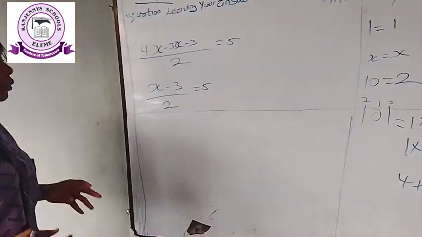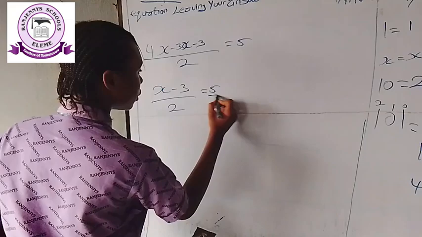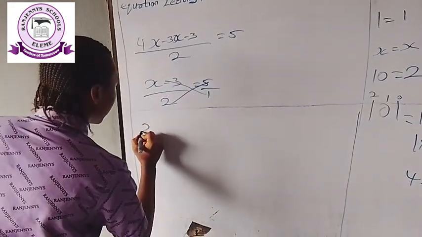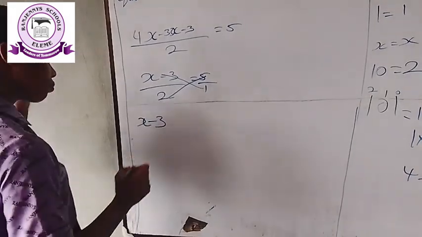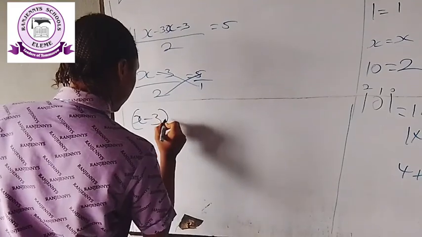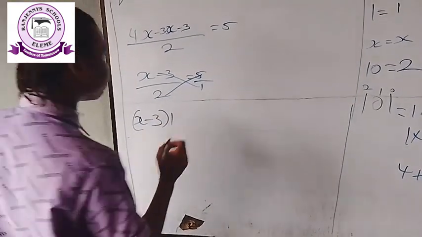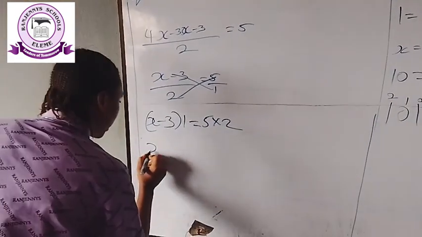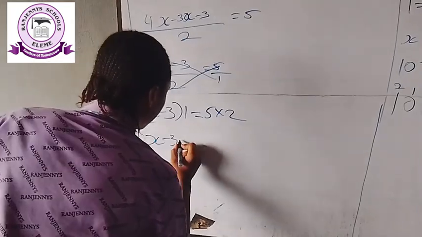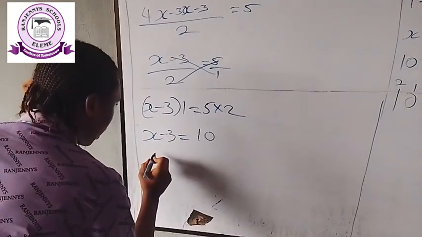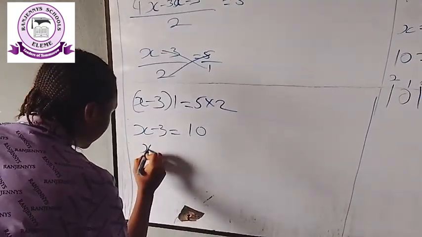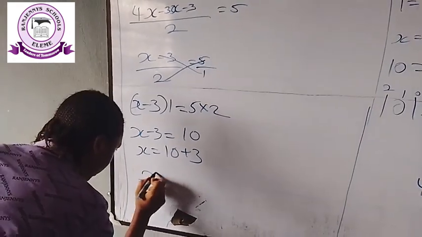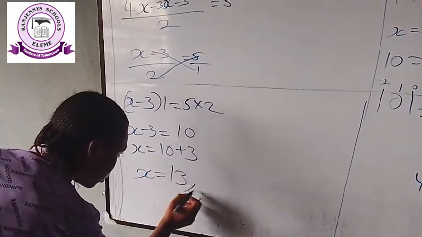Then we're going to cross multiply. And if you cross multiply, for instance, it goes like this. So we have x minus 3 times 1 is equals to 5 times 2, which is x minus 3 is equals to 10. That means x is equals to 10 plus 3. x is equals to 13.